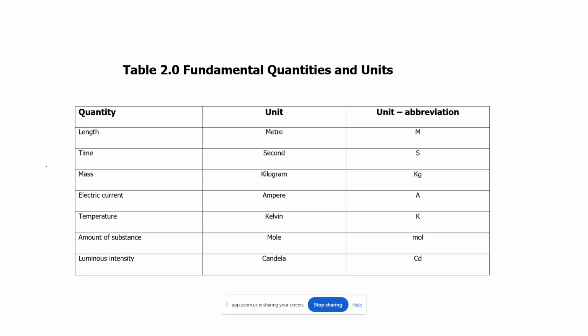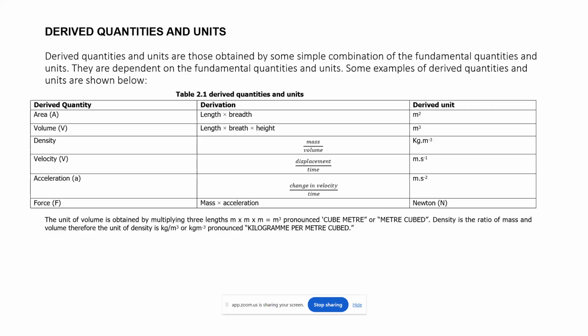So this is measured in candela. That's the unit for luminous intensity. So these are the fundamental quantities as far as physics is concerned. So let's move to derived quantities.